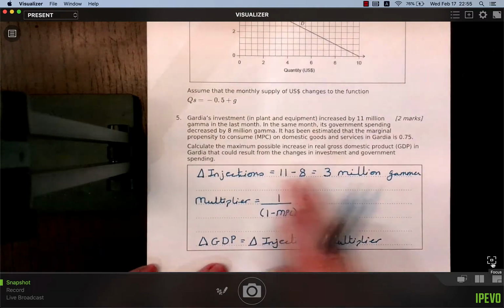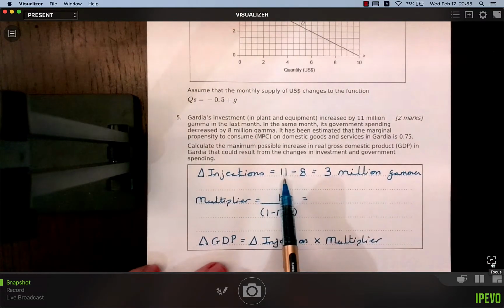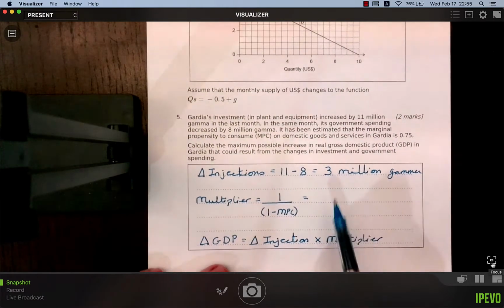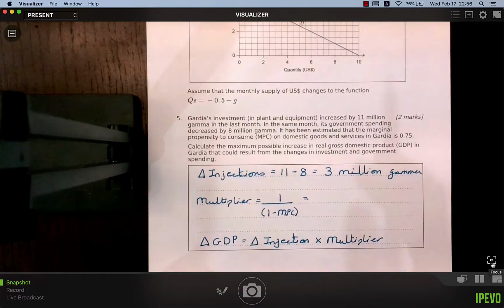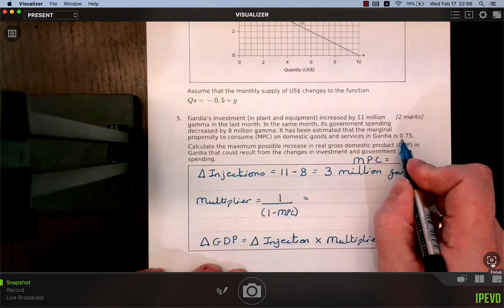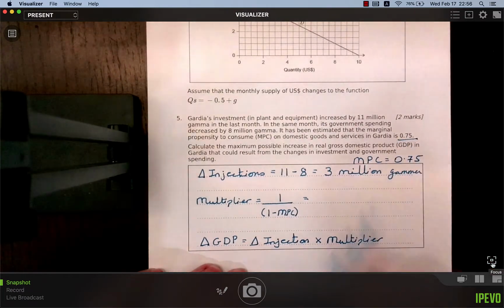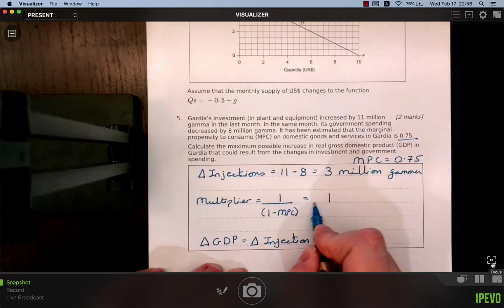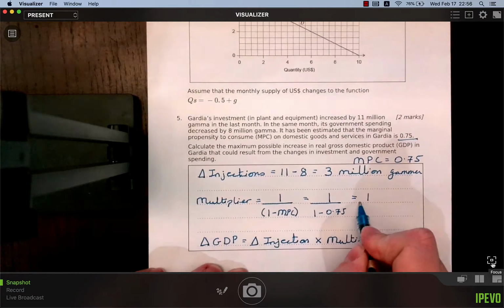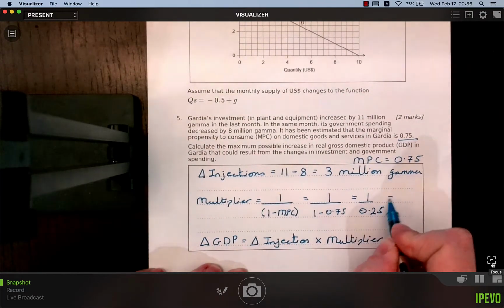Right, well, what's the change in the injection? We've got an increase of 11 million, but we've got a decrease of 8. So the change in injections is a plus 3 million gamma. We don't know anything about taxes or imports, so we ignore them. It's just that simple. We're told that the MPC equals 0.75. So we've got 1 over 1 minus 0.75 equals 1 over 0.25 equals 4. That 4 is the multiplier.